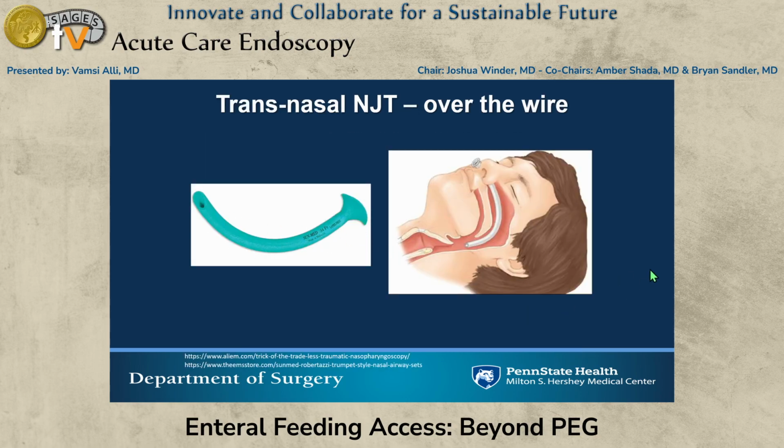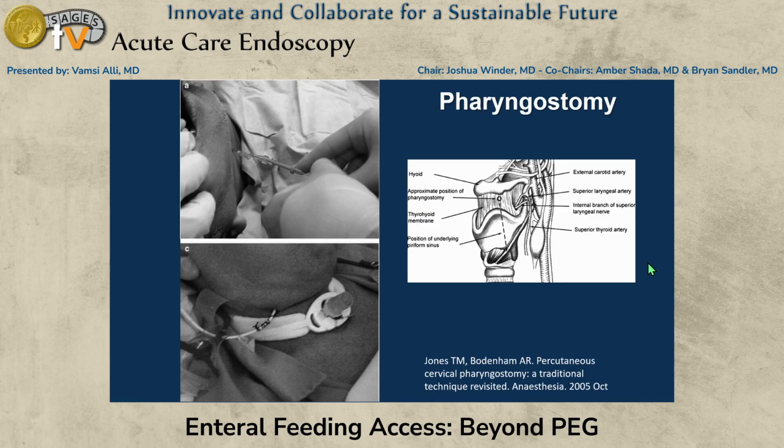Like I mentioned, I do use nasal trumpets to protect the posterior nasopharynx during transnasal endoscopy. And then just lastly, to whet your appetite, this can be done under endoscopic guidance. Patients who may have other contraindications, you can do pharyngostomy tubes through your thyrohyoid ligament under laryngoscopic or even flexible endoscopic view.